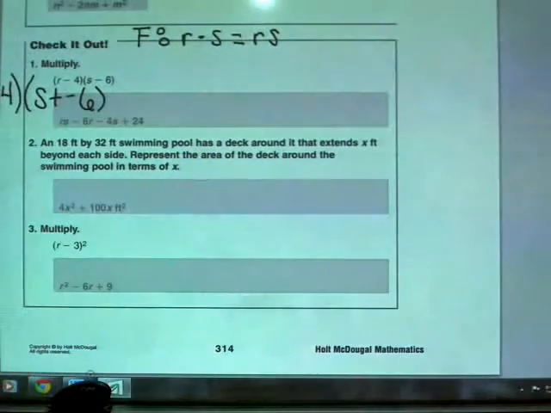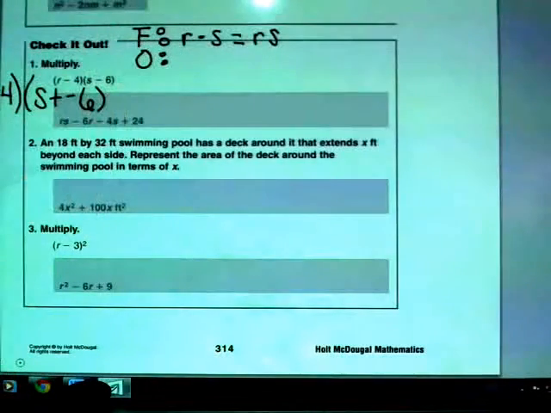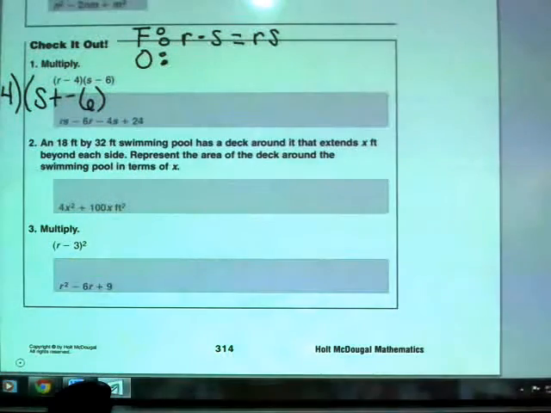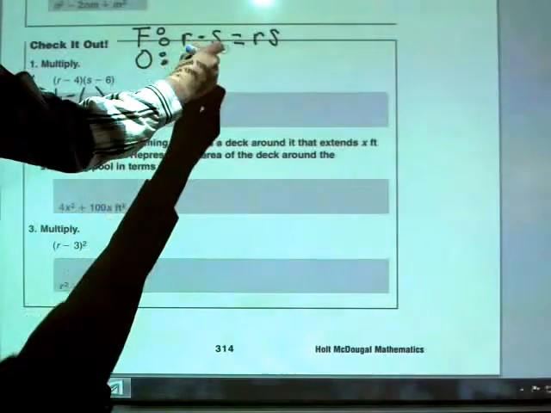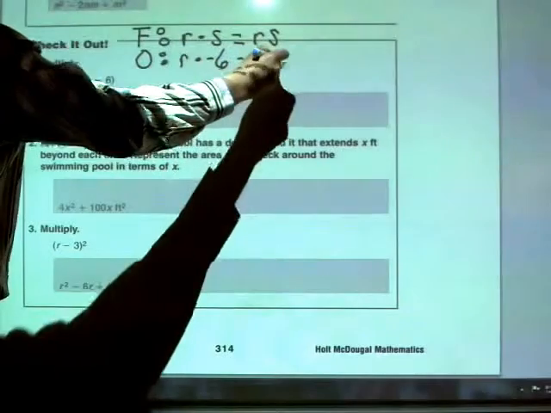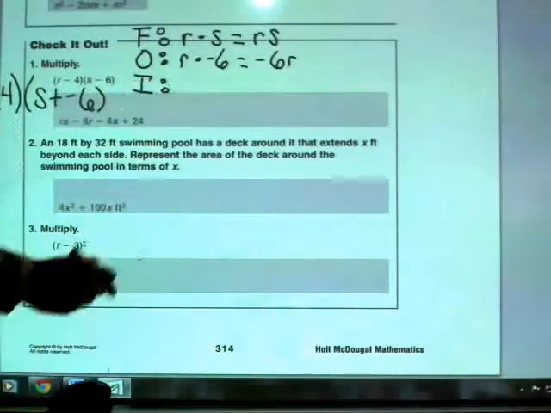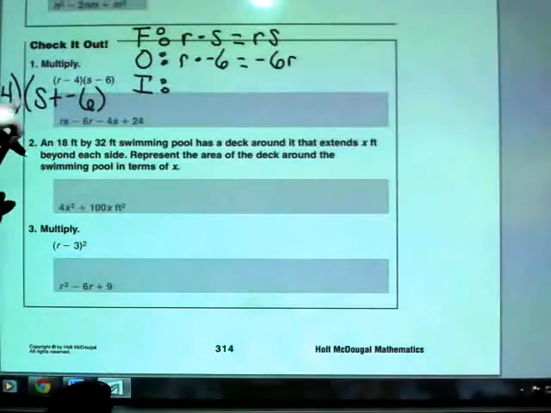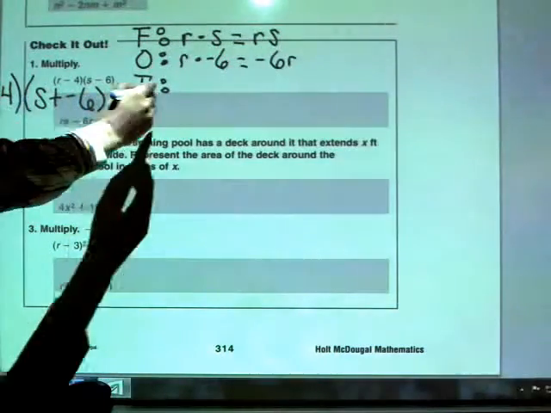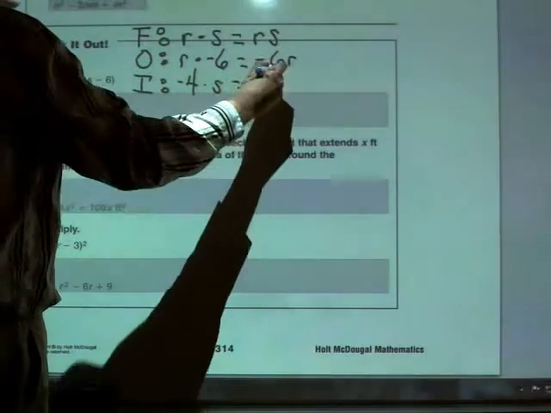and that's just going to give me rs. The O terms, the outside terms, or what I have on the outside of what I've written here, that's r and negative 6. When I multiply together r and negative 6, you have negative 6r. I in FOIL stands for the inners, or the inside terms of what I've written here. The inside terms are negative 4 and s. That's going to combine to make negative 4s.